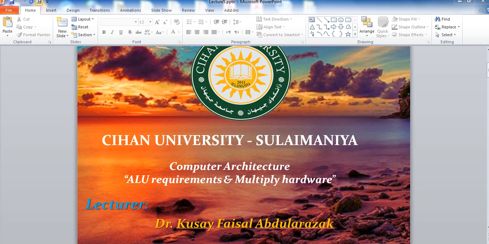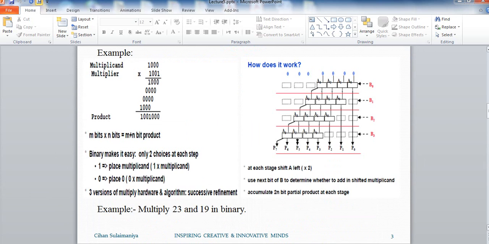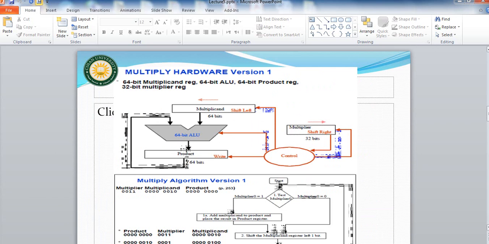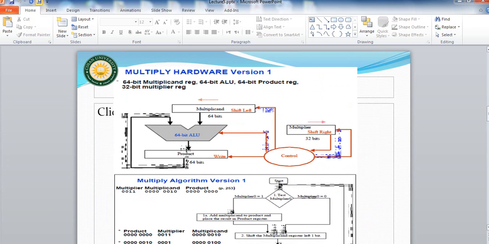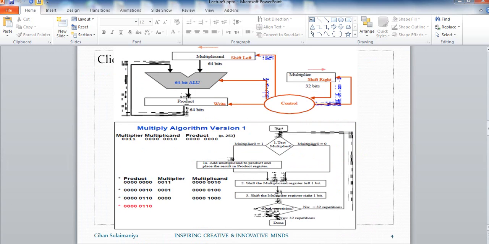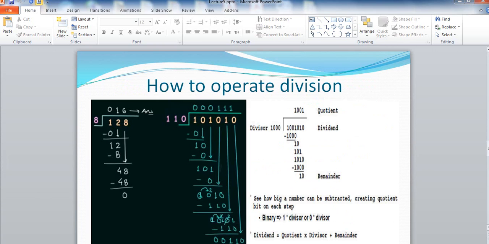I'm going to continue our lecture regarding the computer architecture's design. The last lecture was regarding how to multiply hardware version 1 and version 2. In a similar way, today we are going to talk about the divisor, how to design dividing hardware for version 1 and version 2 for the ALU, arithmetic logic unit.